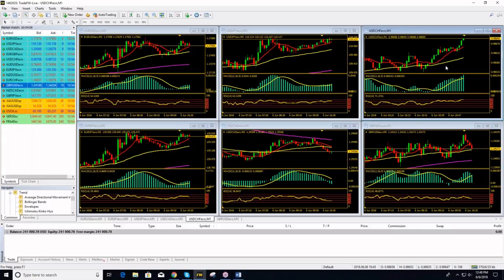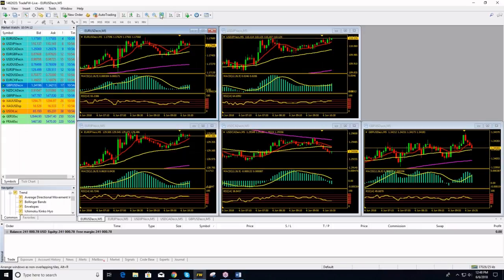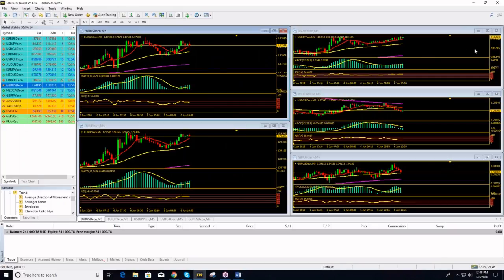So maybe we cross out the chart. Let's cross out the chart of dollar CHF. Thank you very much, dollar CHF, for today. Now we will concentrate on euro dollar, euro yen, and dollar yen and dollar CAD.